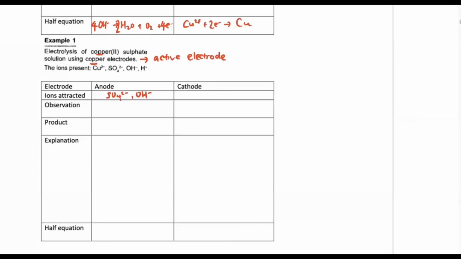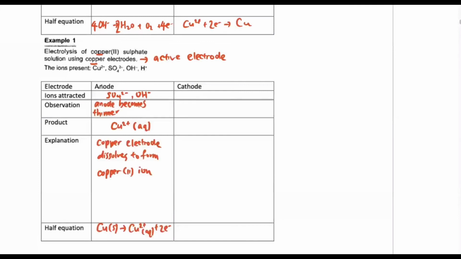Physical state is not required. I just show it here to let you see it clearly. Okay, now that is how the active electrodes make things work. It will make the anode become thinner because the copper from the anode dissolves in water to form copper 2 ion. So that's why it becomes thinner.